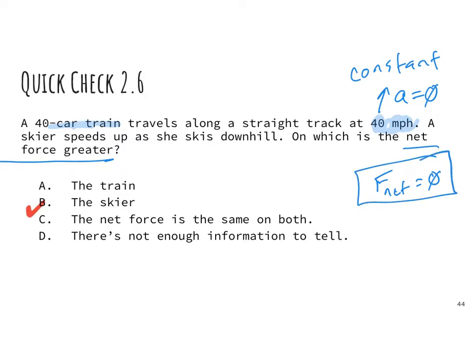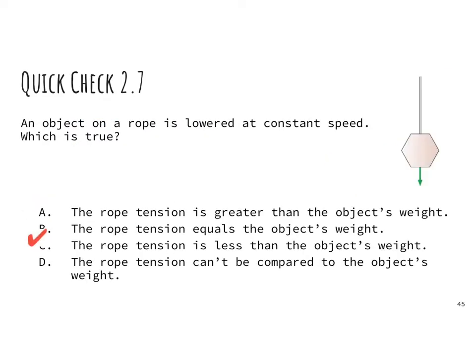So with those two things in mind, the skier is speeding up as she goes downhill. Therefore, the skier has the greater net force. We have another quick check. An object on a rope is lowered at a constant speed. If it's going at a constant speed, that means the net force is 0 and the acceleration is 0, which means that no force is bigger than the other one.